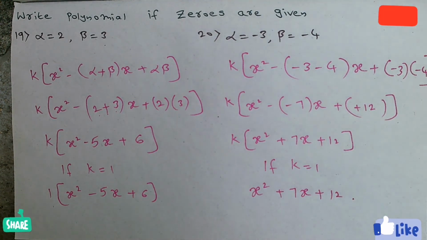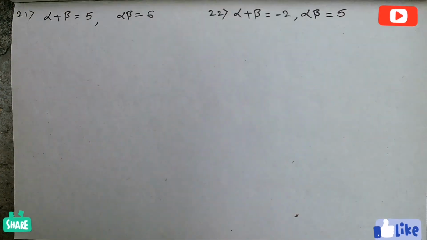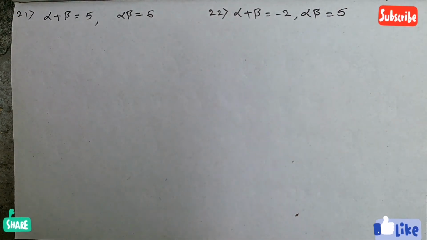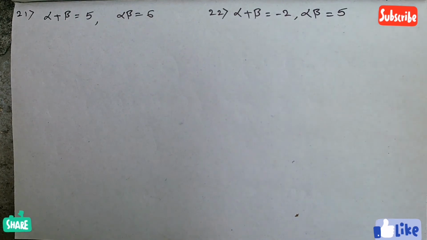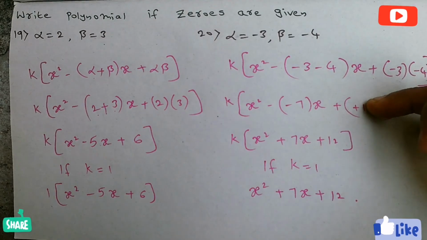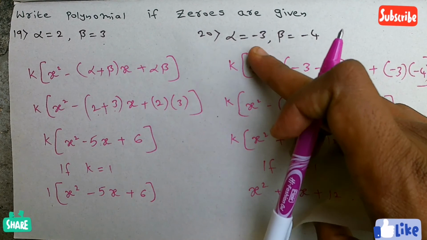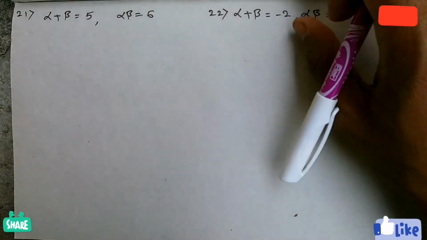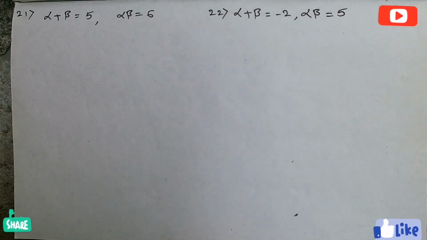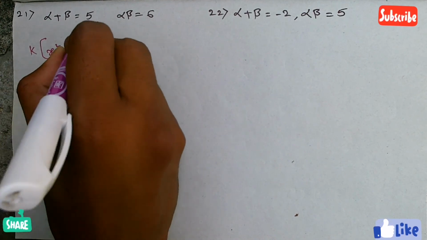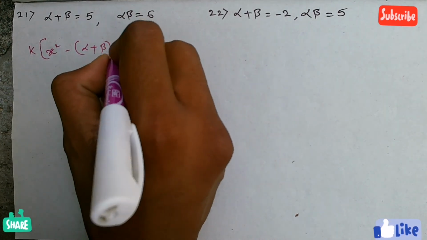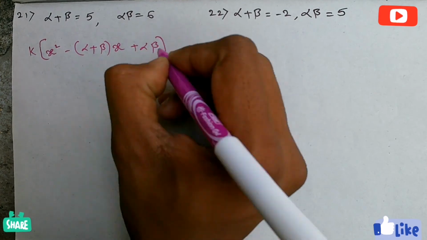Okay, let's move to next question now. Here alpha plus beta value is given, alpha beta is given. If we observe the previous question and this question, in the previous question they gave alpha value separately, beta value separately, whereas in this question they gave alpha plus beta value as well as alpha into beta value. Anyway, the formula is same, k into x square minus alpha plus beta into x plus alpha beta.